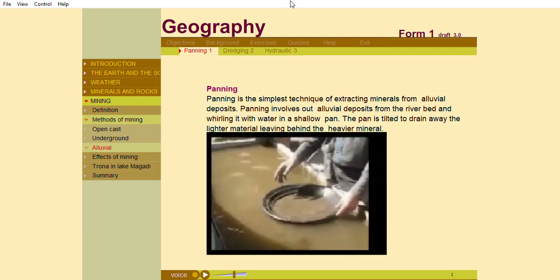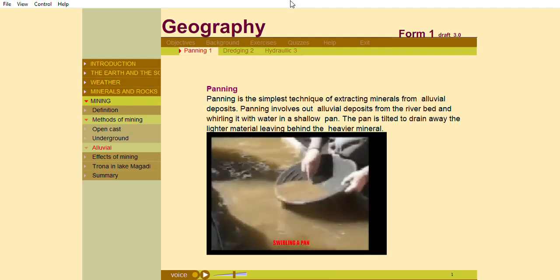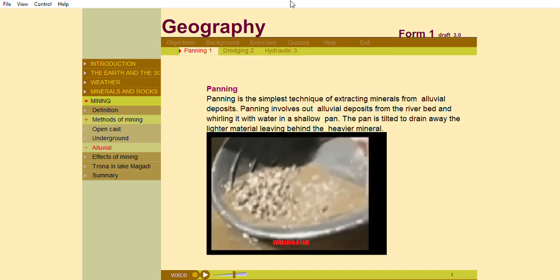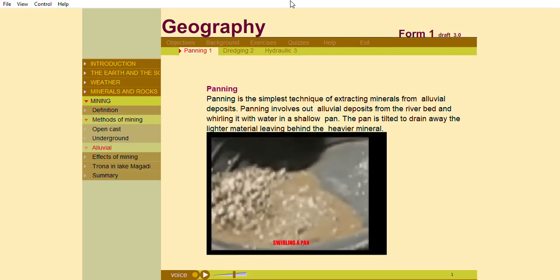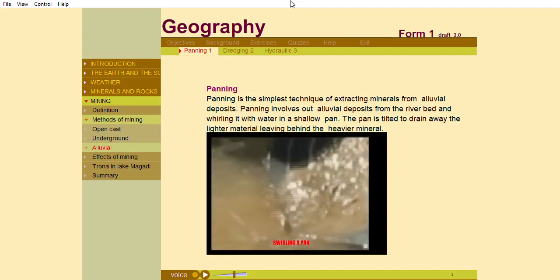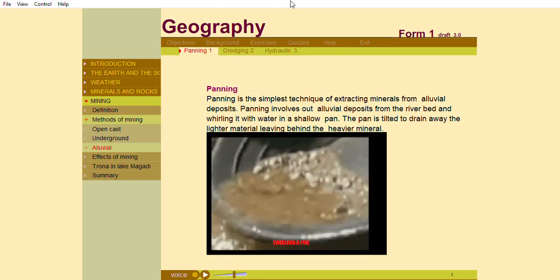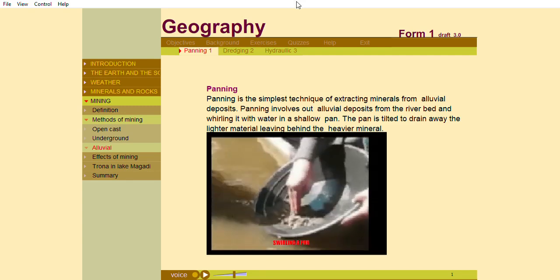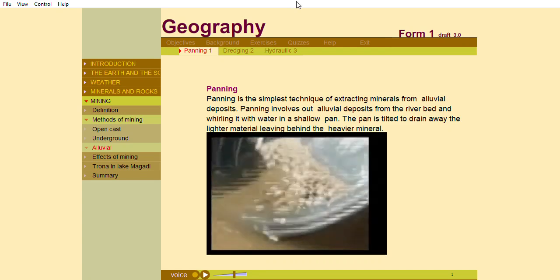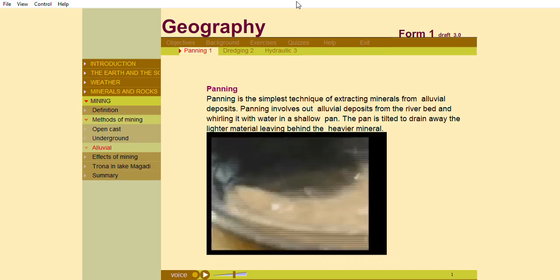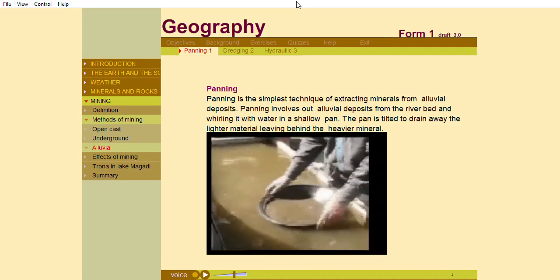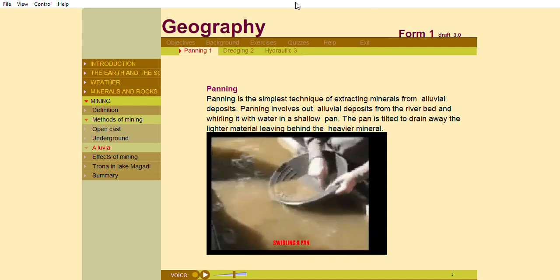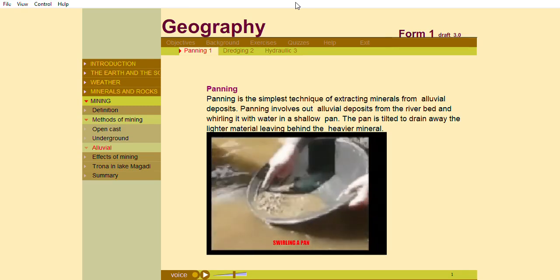Panning. Panning is the simplest technique of extracting minerals from alluvial deposits. Panning involves scooping out alluvial deposits from the riverbed and whirling it with water in a shallow pan. The pan is tilted to drain away the lighter materials, leaving behind the heavier mineral. Panning is done on very small scale by individual prospectors. For example, in Kenya, small amounts of gold are mined through panning of materials from the bed of River Morun in West Pokot. In South Africa, individuals use panning to mine diamonds found near the riverbeds.